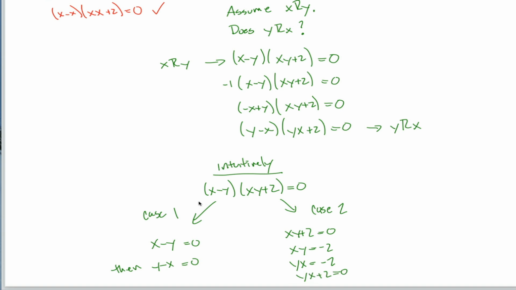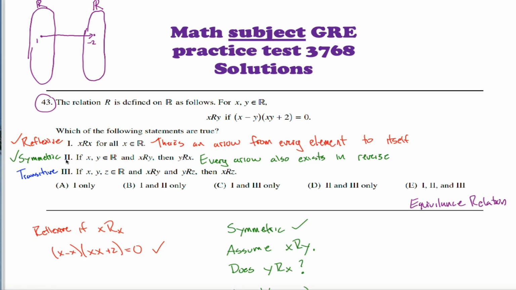So since there's an arrow from x to y, either this is 0 or this is 0. If it were this that were equal to 0, then we definitely have an arrow from y back to x. If it were this that was equal to 0, then we definitely have an arrow from y back to x. So if there's an arrow from x to y, there's definitely an arrow from y to x. We clearly have symmetry. The third thing to check is transitivity.